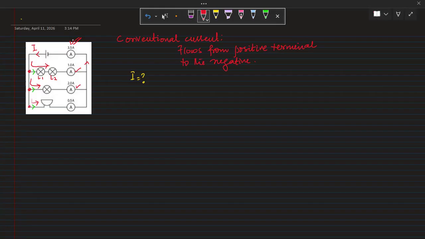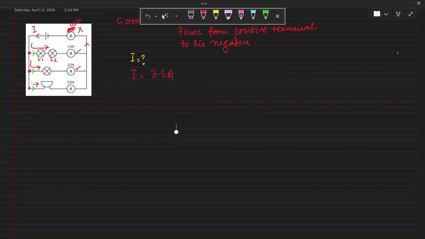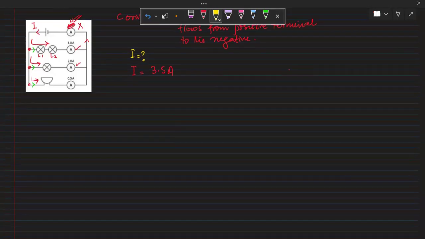So we have the total current here, which is 3.5 ampere, right? Now, if this current is not known to us, let's say this is X, and I want to find out the X. So how will I find it?